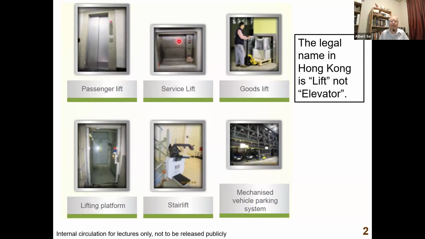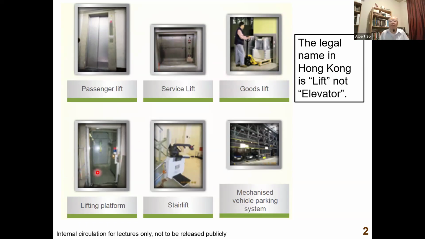No passenger can be conveyed by a service lift. And then goods lift. This kind of goods lift is used in the factory. It is not governed by EMSD. It's governed by another organization in Hong Kong. It's the Labour Department, right?